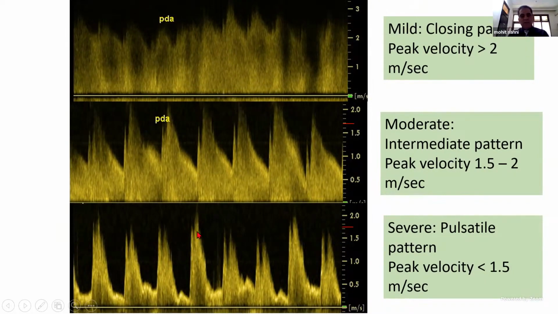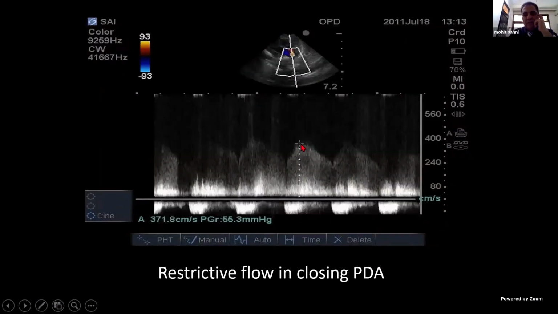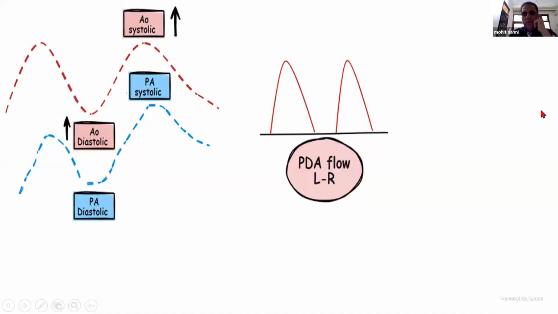The best way to know that is you look for the peak velocity, peak systolic velocity. If the peak velocity is less than 1.5 meters per second, it means the PDA is large. 1.5 to 2 meters per second, it is a moderately large PDA. If the peak velocity is more than 2 meters per second, it shows there is a closing or a very small duct. Here you can see in this example, the peak velocity is 1.5 meters per second. And the pattern is also pulsatile. Here, the peak velocity is around 3.7 meters per second. And it is a closing pattern. So just by seeing the pattern and taking the peak velocity, you can judge whether the PDA is hemodynamically significant or it is a closing PDA.